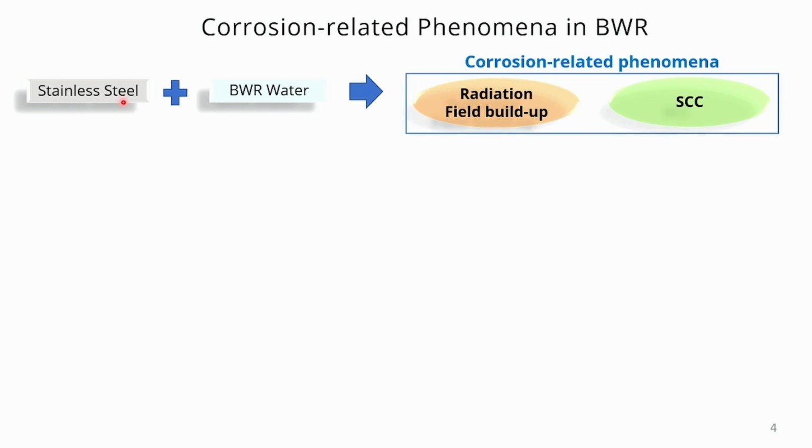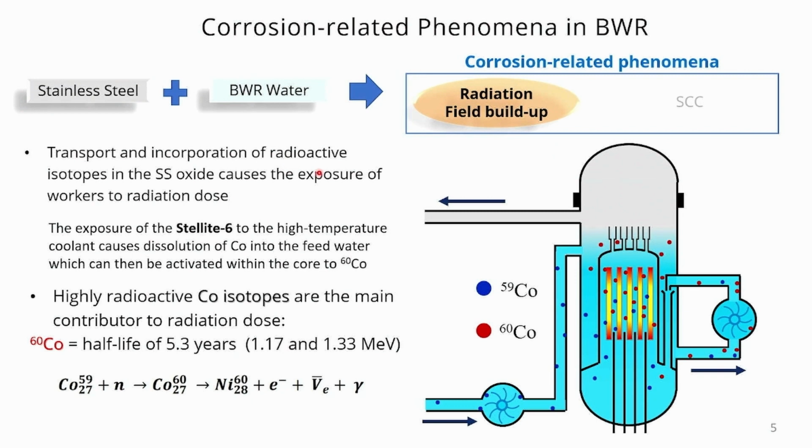Stainless steel alloys, when exposed to boiling water reactor water chemistry, suffer from corrosion-related phenomena such as radiation field buildup and stress corrosion cracking. Radiation field buildup is caused by the transport and incorporation of radioactive isotopes, which build up on the oxide formed onto stainless steel and causes the exposure of workers to radiation doses.